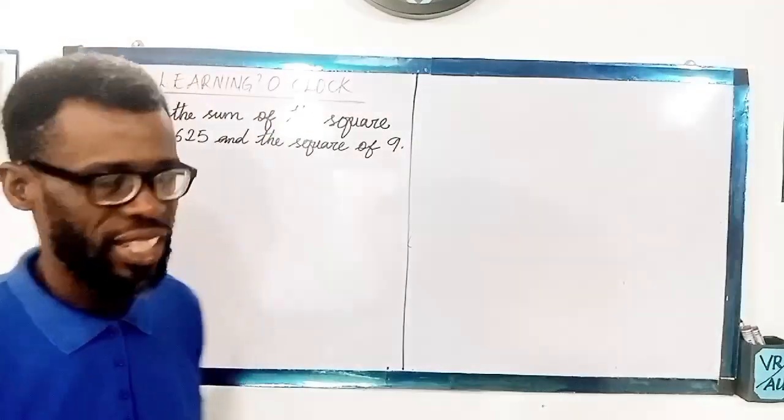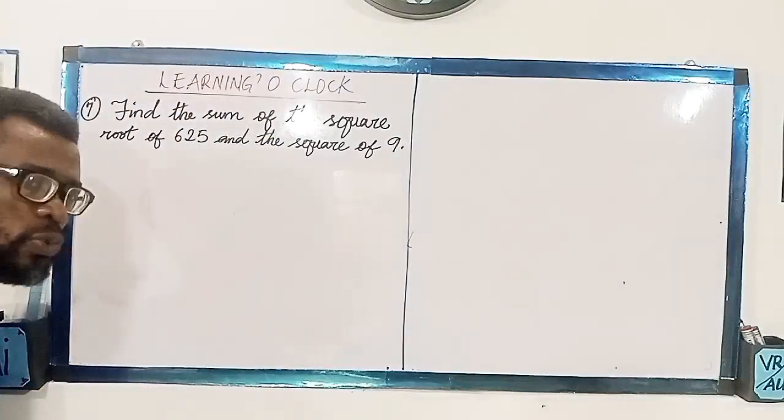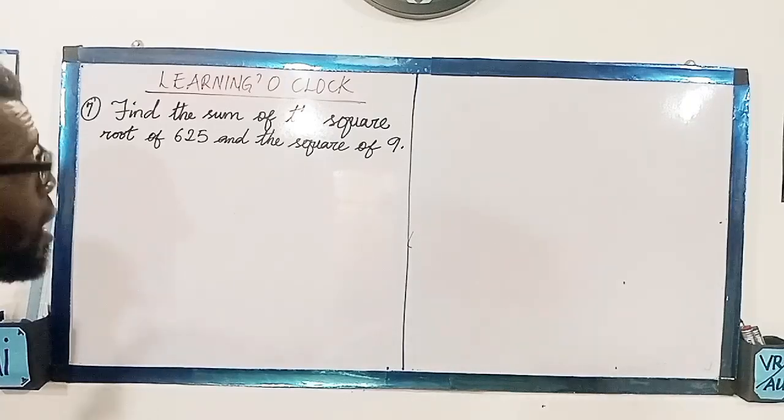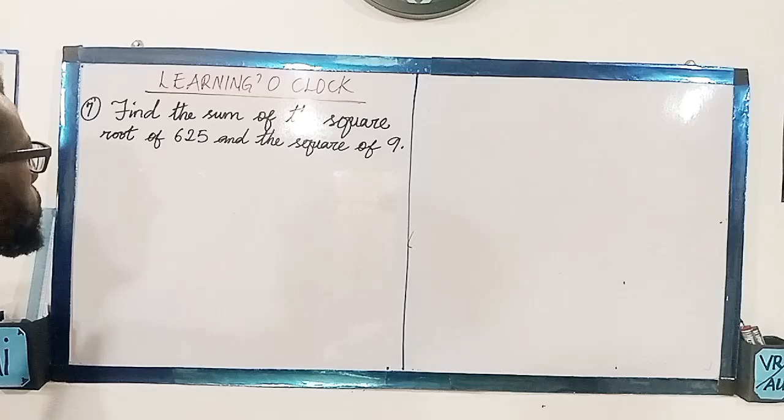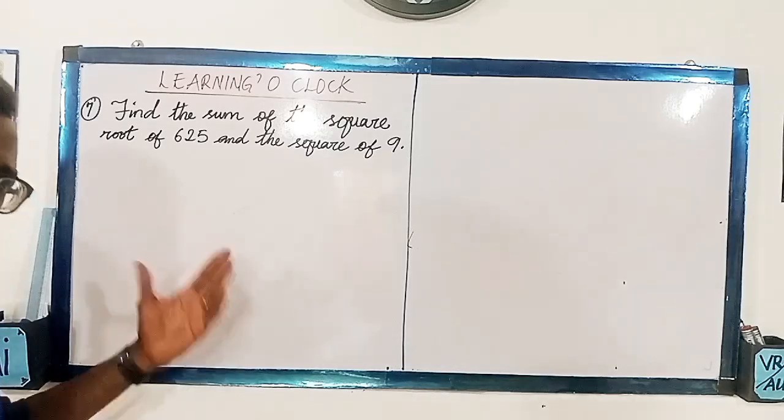It's learning the clock again. So we have the seventh question for today. So 7 out of 50, okay? So 7, that's a word problem again.